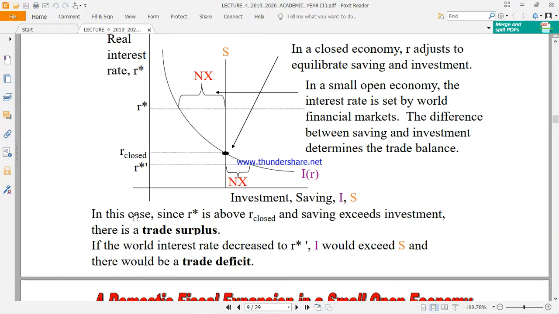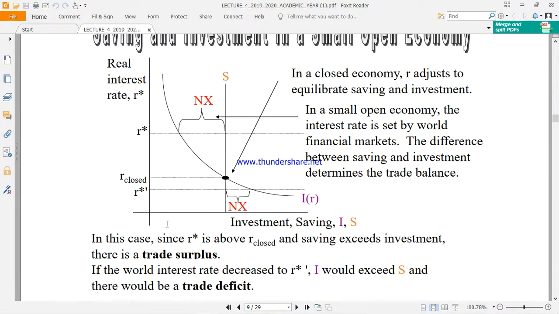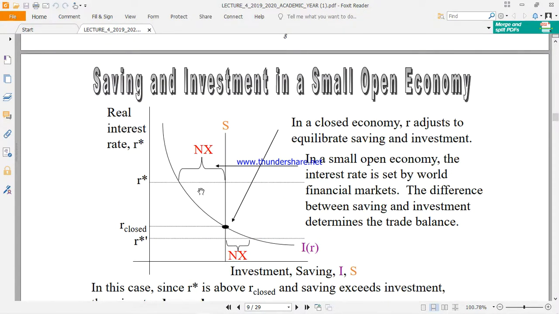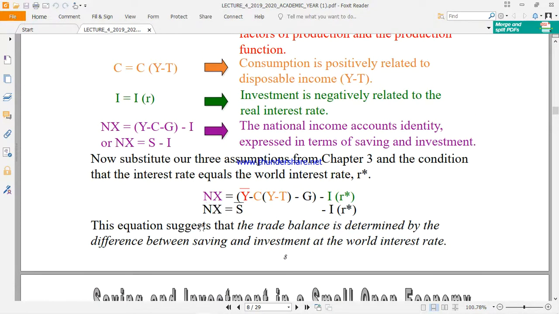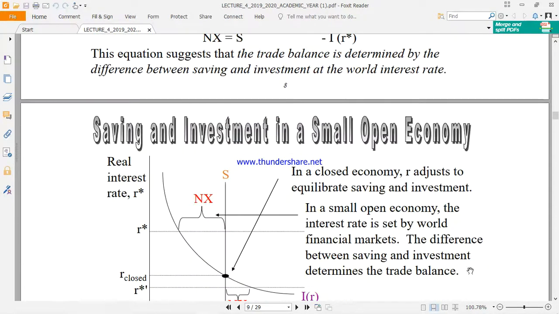Okay? So we're saying that in this case, if R star is above the domestic rate and savings exceed investment, then there's a trade surplus. Let me repeat myself. I know maybe this might be confusing. So what I'm saying is this. We understand that net exports is the difference between savings and investment. Okay? And the rate of interest, in this case the global or world rate of interest, is determined by the global savings and the global investment.